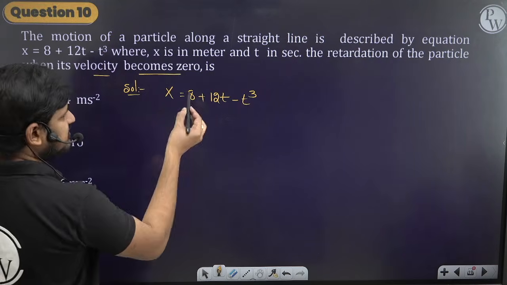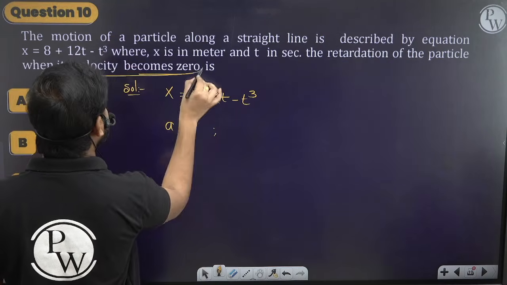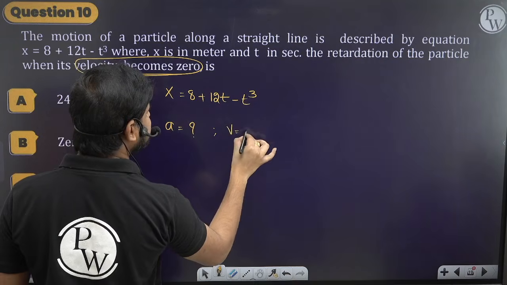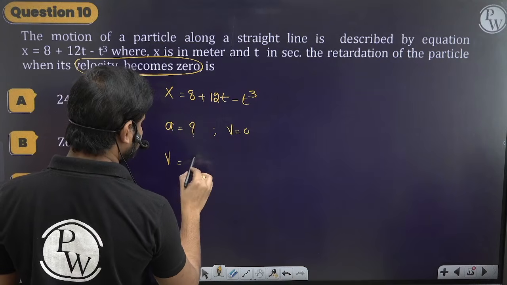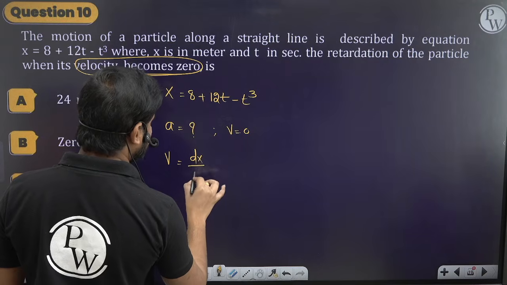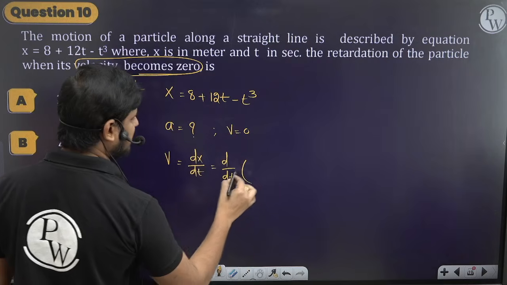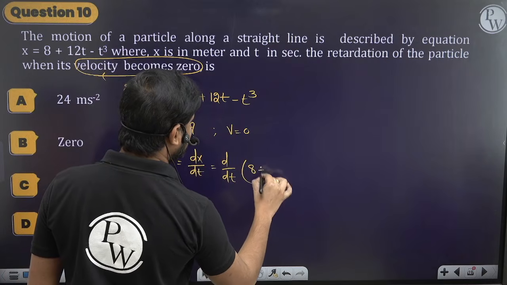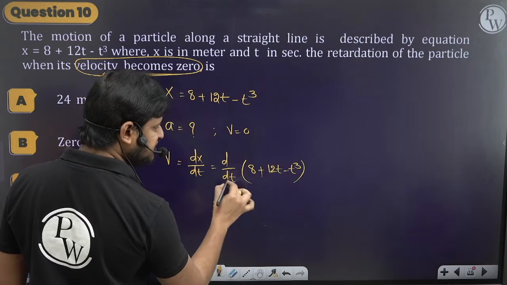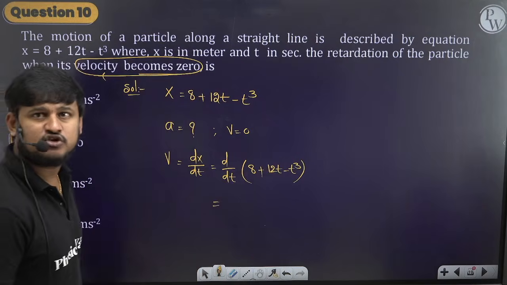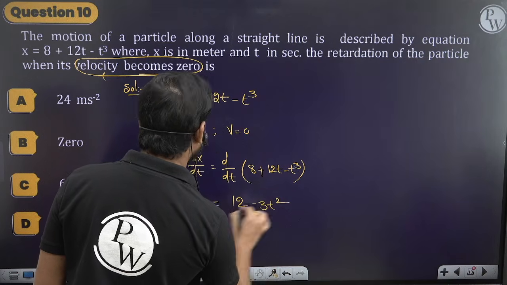Retardation means first find the acceleration. Acceleration when its velocity becomes 0. So first find the velocity. The velocity is equal to dx by dt, which is nothing but d by dt of the displacement function 8 plus 12t minus t cube. Then 8 differentiates to 0, 12t differentiates to 12, right? Minus, so this is 3t square. So this is the velocity.